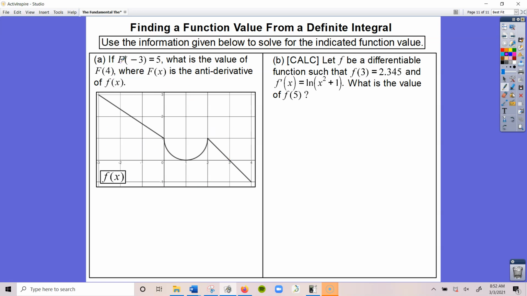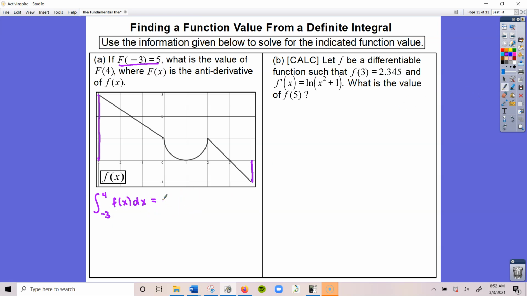So we are told that F of -3 is equal to 5. So right here, even though, obviously remember that this is for the antiderivative, not the function. And we are trying to find F of 4. So what we can do here is we can apply the fundamental theorem, because we know that if I were to evaluate from -3 to 4 of f of x dx, that gives me capital F of 4, or rather, let me restate that. Let me not skip ahead.